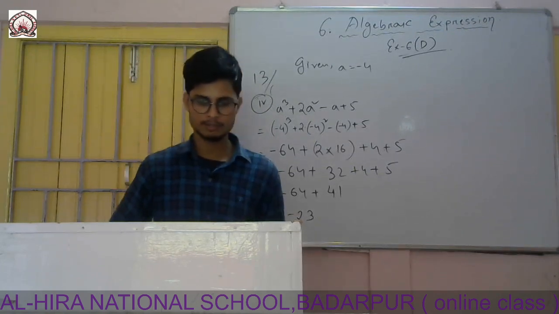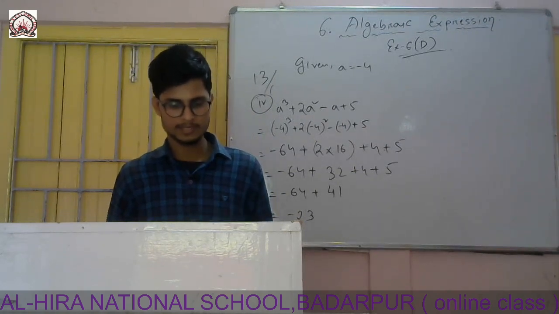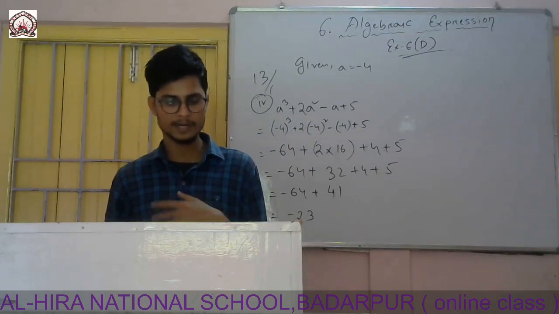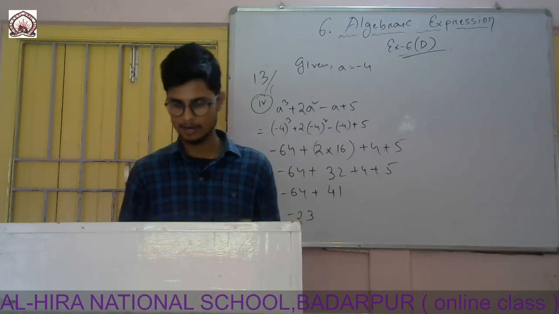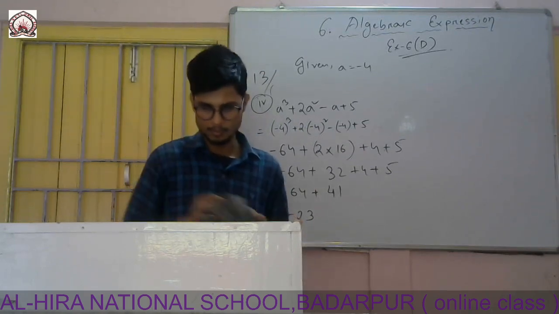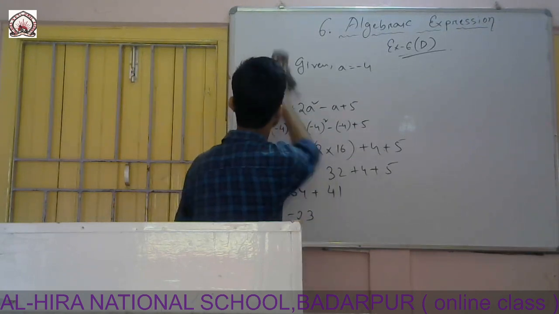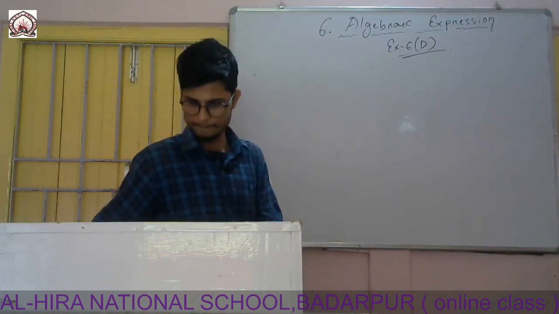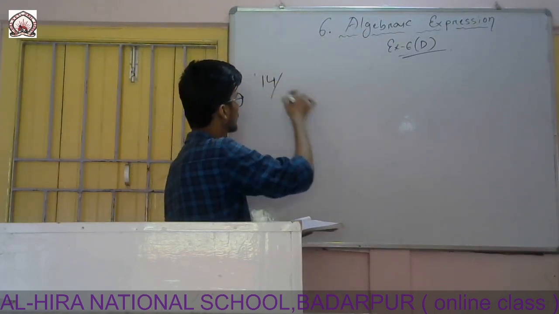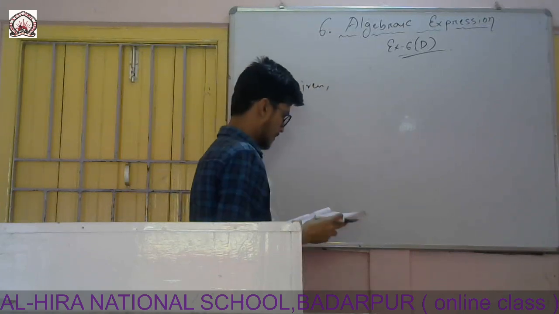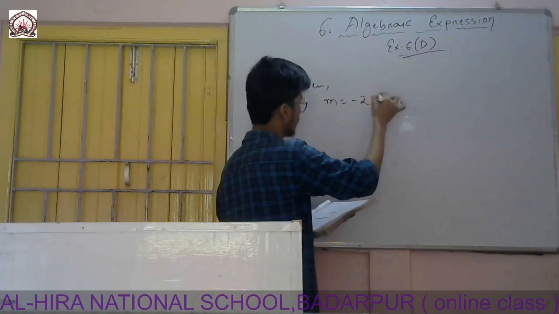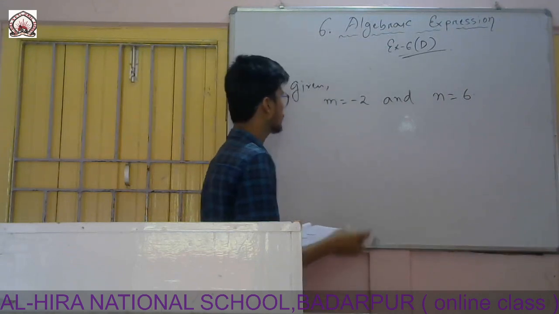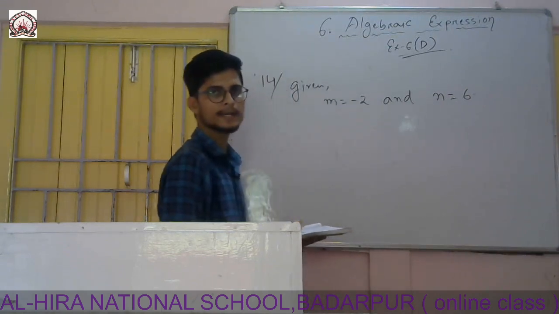So question number 14 is also the same, only here two values are given: m is given as minus 2 and n is given as 6. So you have to put the values of m and n in each case, and you have to find the answer. So I will do Roman number 4. 1, 2, 3 you try. Question number 14, given m is equal to minus 2 and n is equal to 6.